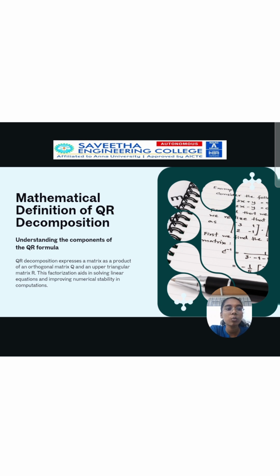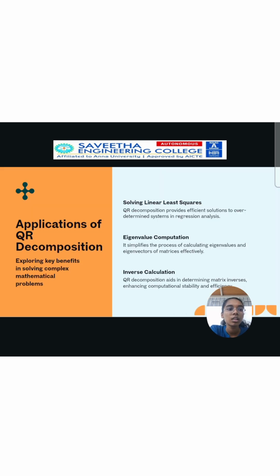QR decomposition is widely used in different areas of computation. It solves linear least squares problems efficiently, which are common in regression analysis. It also simplifies the process of finding eigenvalues and eigenvectors of matrices, and finally it assists in calculating matrix inverses and making complex mathematical problems much easier to handle. It is a foundation for many algorithms in maths, engineering and data science.